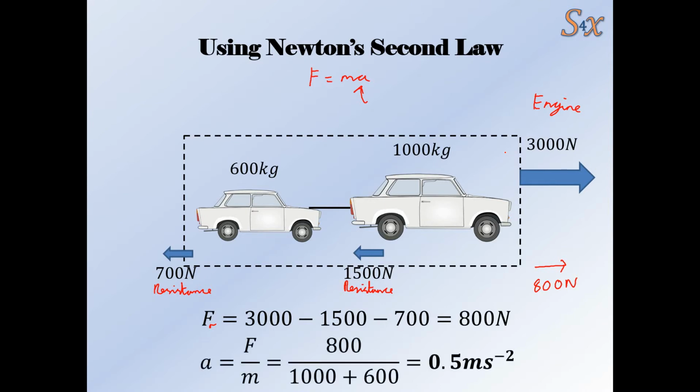To figure out the acceleration, we rearrange F equals ma and do the resultant force divided by the total mass. So remember here, the mass we use in F equals ma has to be the total of the entire system. So it's 600 plus 1,000, which is 1,600 kilos. Okay, we have to use the full mass of the combination. And that gives us an answer of 0.5 meters per second squared, which is a fairly steady acceleration.